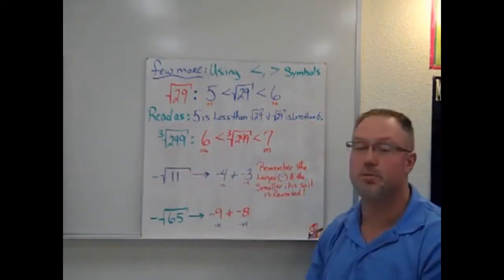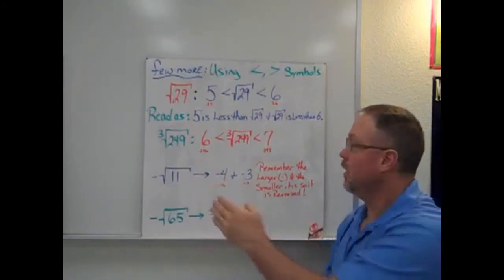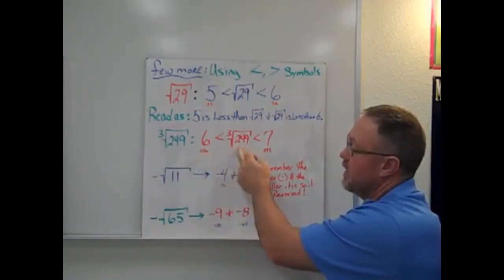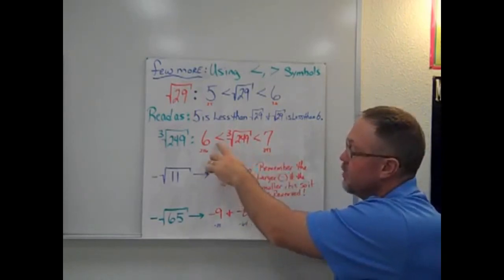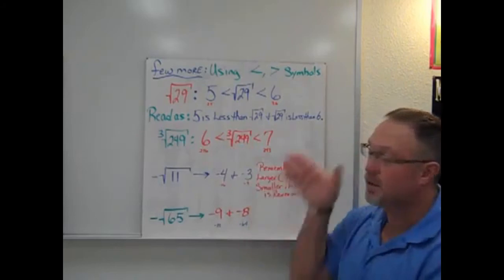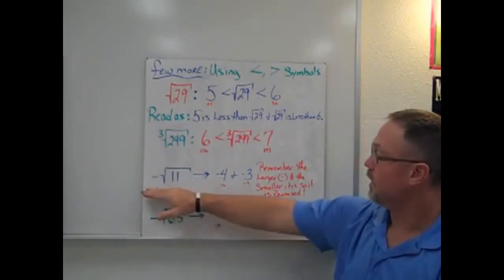And we can do this for cube roots as well. So again, we're looking at what it falls in between. Well, this is less than this, and this is less than this. So that's where these less than signs come in. They're all pointing to the left, so we read it from that direction.